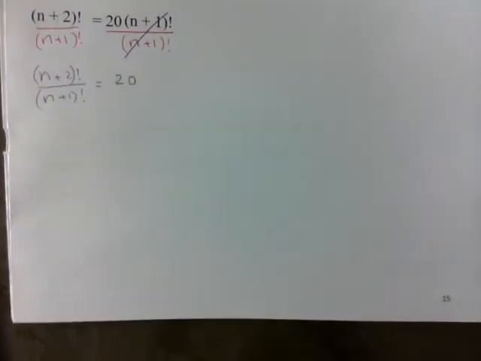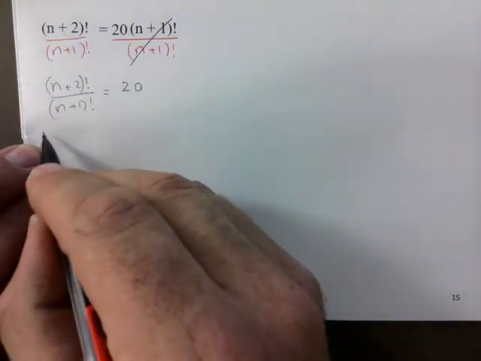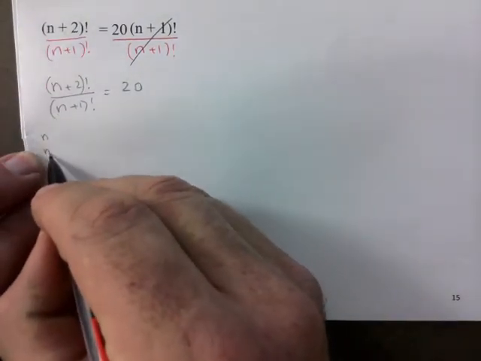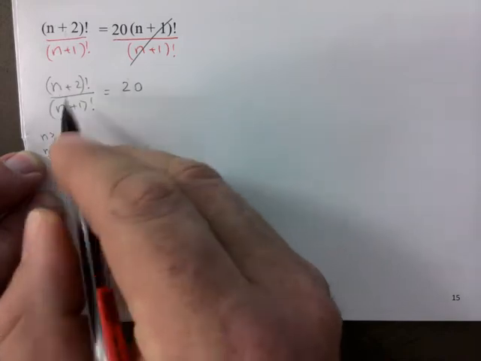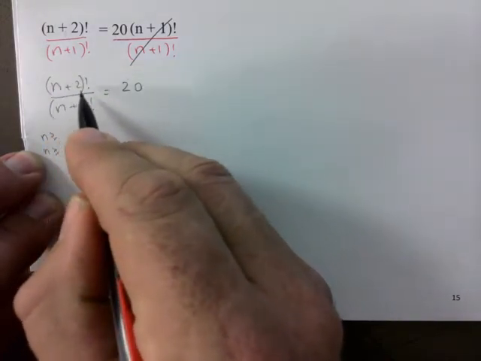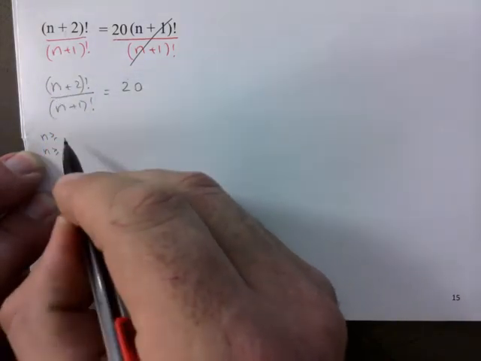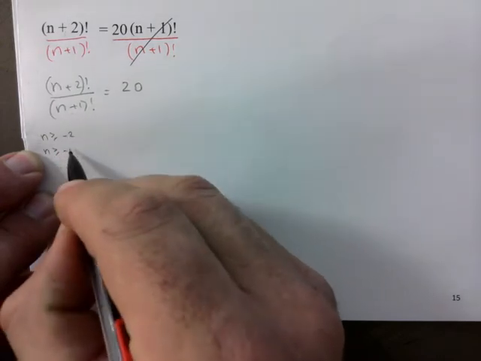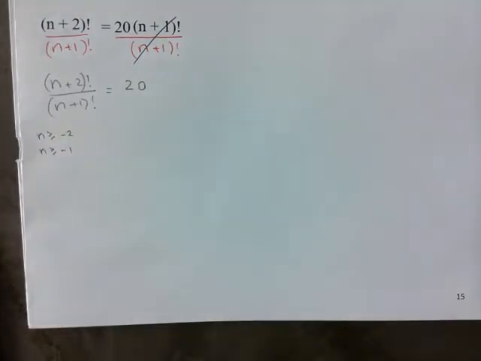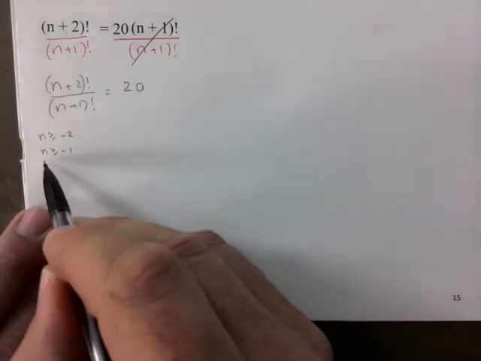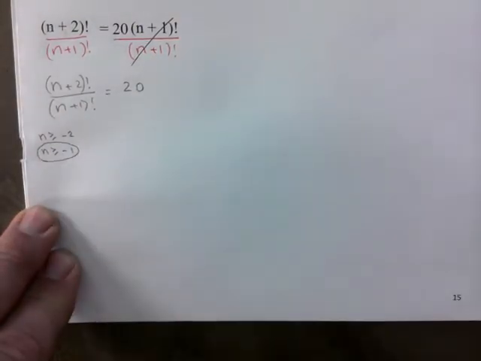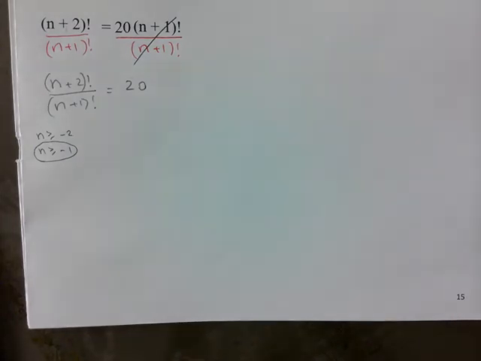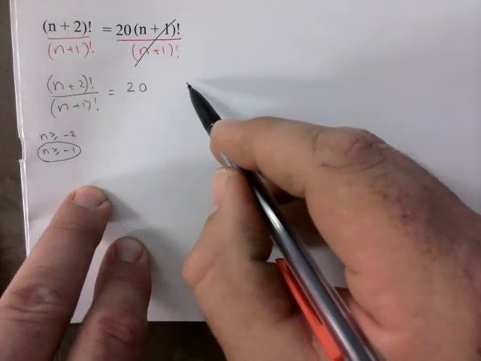At this point, you state your restrictions. So top is what? Bottom is what? This would be -2, right? It has to be greater than -2. It has to be greater than -1 for the bottom to work. And so the greater one, the one that would be hit sooner, is that one. That's your overall restriction. And so let's expand this.